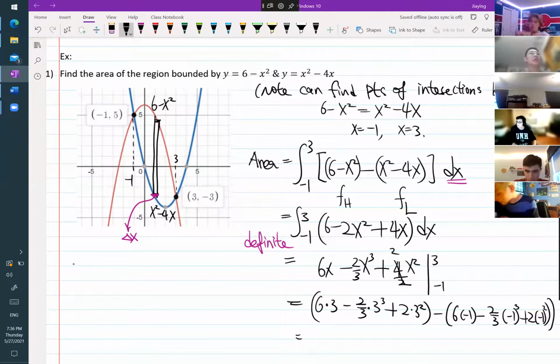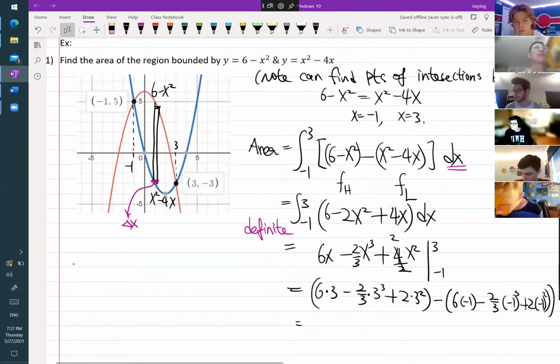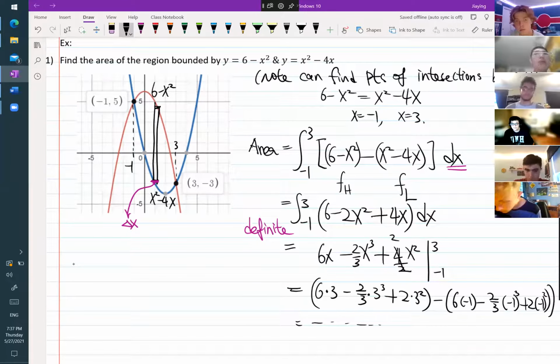Does that kind of make sense? So this is one way to find the area between two curves. If you draw the rectangle vertically, it's always the higher function minus the lower function times dx, integrating that over the x boundary. Any questions before I move on to the next part? So I didn't find the final number.